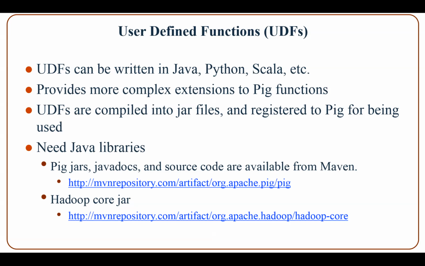User-defined functions that are written in Java, Python, Scala can be used in Pig, and they provide more complex extension to Pig functions. User-defined functions are compiled into jar files and then registered to Pig for being used. In order to write and compile a UDF in Java, we need Java libraries such as the Pig libraries. Here is the Pig jar and the Hadoop core jar files.